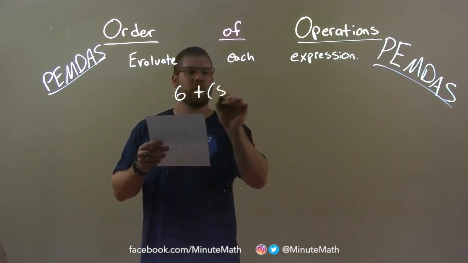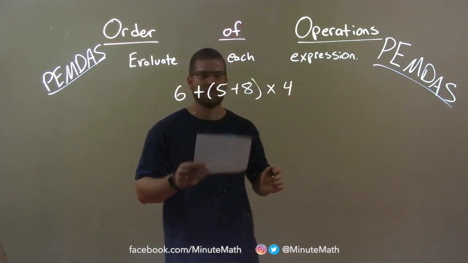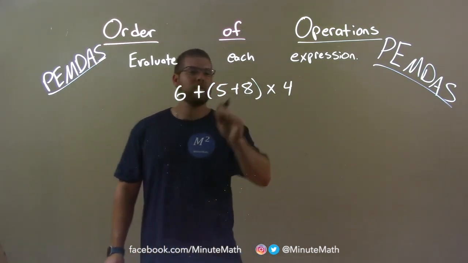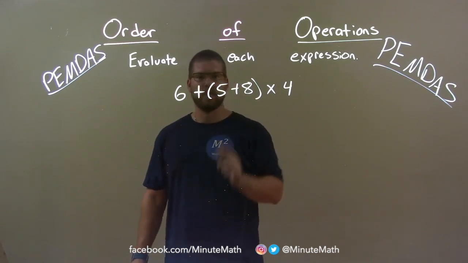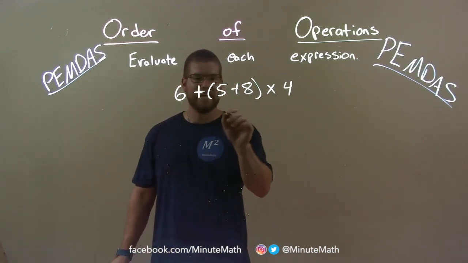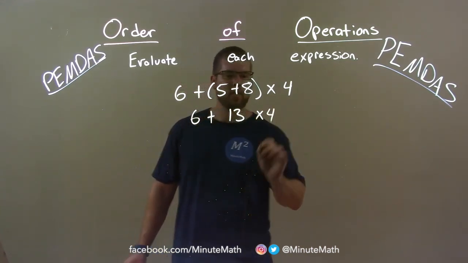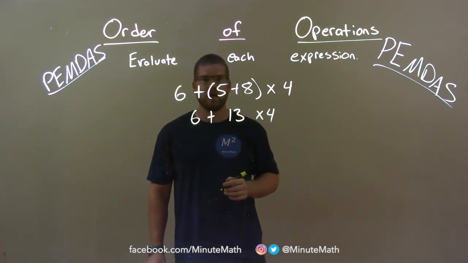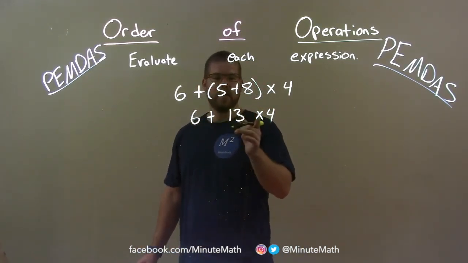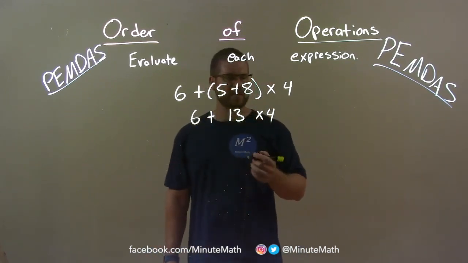6 plus (5 plus 8) times 4. Okay? Parentheses comes first. 5 plus 8. Okay, that's in parentheses. So 5 plus 8 is, oh, good old 13. So we have 13 here. We have the 6, and we have times 4. Now multiplication comes next. Okay, we have to deal with that multiplication because multiplication is higher ranked than addition. So we have 13 times 4. Okay, what's 13 times 4?